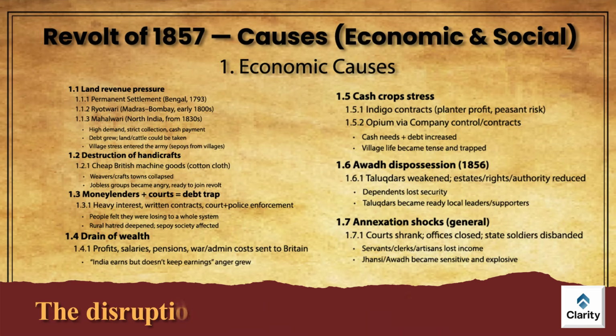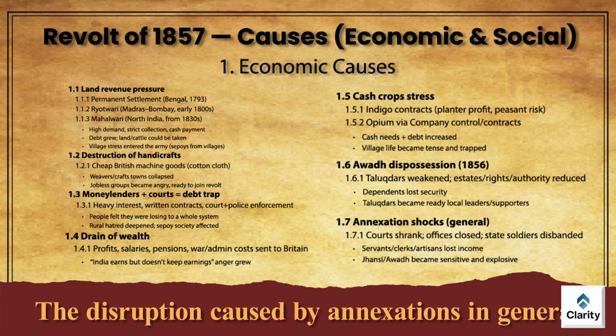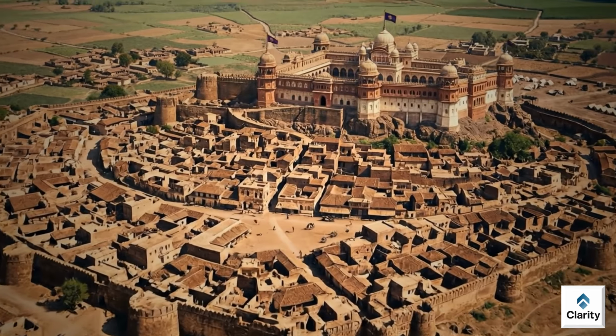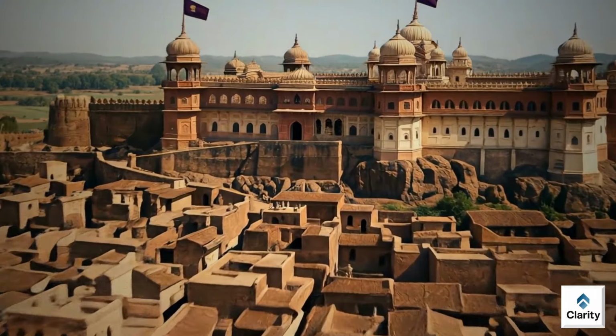The seventh economic cause was the disruption caused by annexations in general. When the British took over a kingdom, it was not only political change.